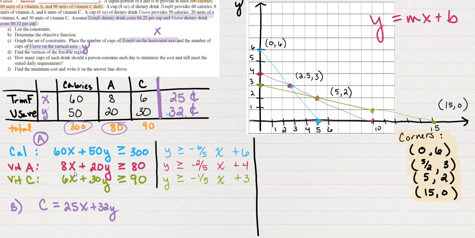Subtract 8x from both sides and divide by 20. I get y is greater than or equal to negative 2/5 x plus 4. And then for the vitamin C, the green, if I subtract 6x from both sides and divide by 30, y is greater than or equal to negative 1/5 x plus 3. And with precision, with a great deal of care, I'm going to graph these.